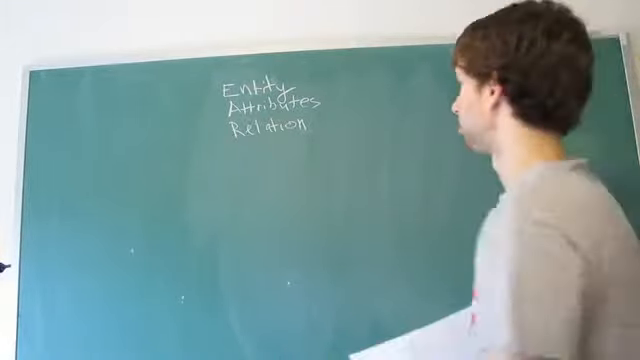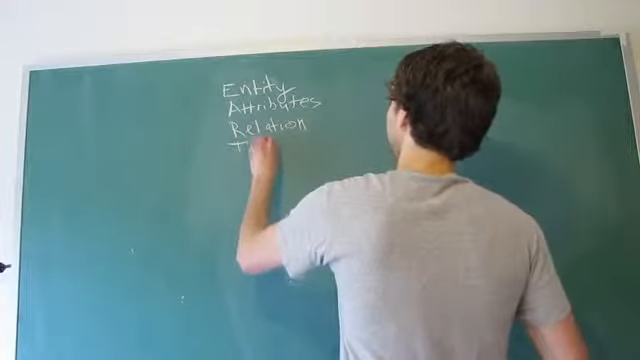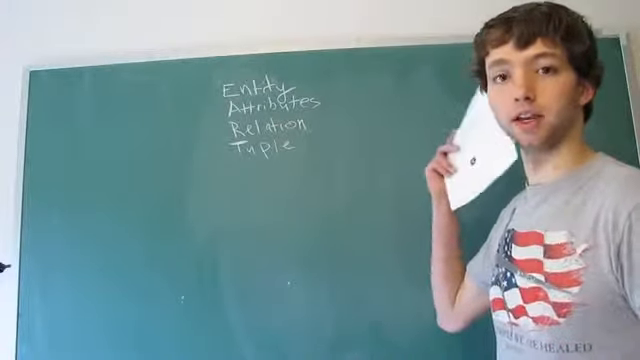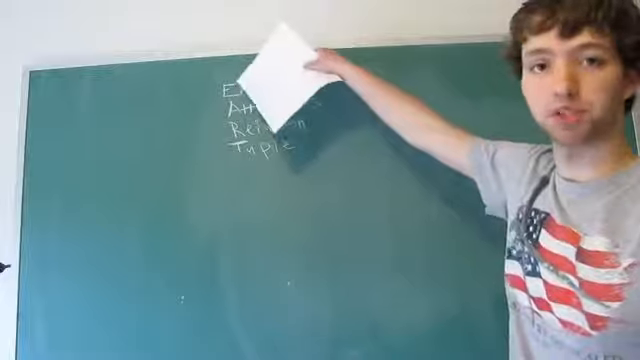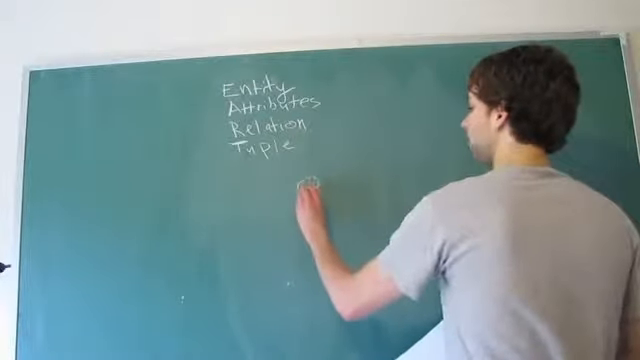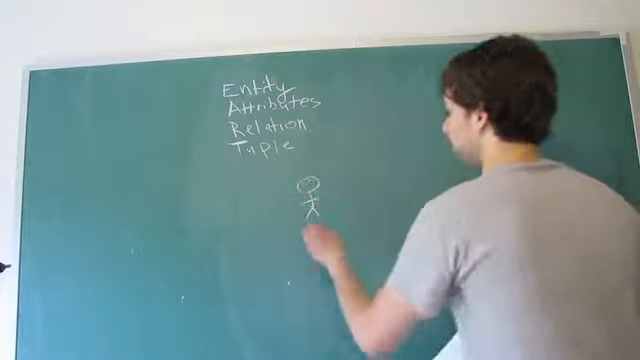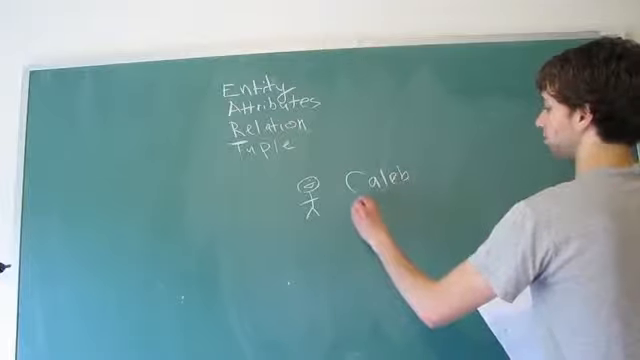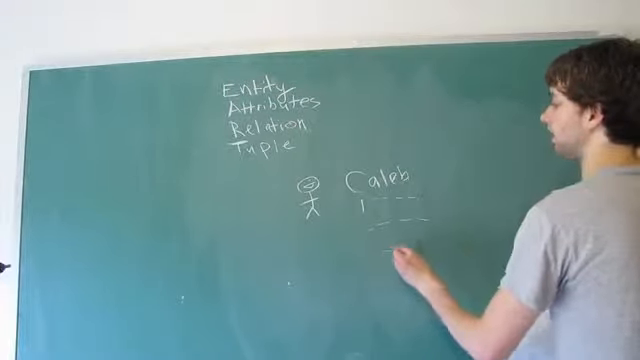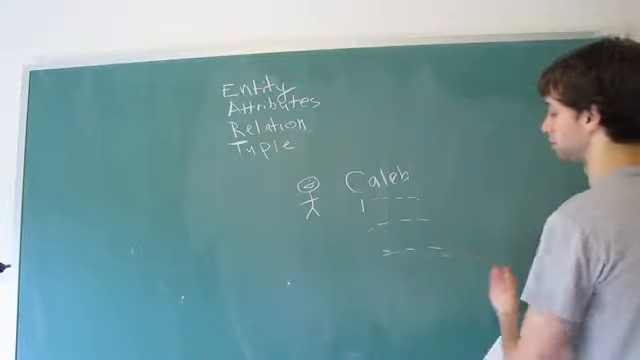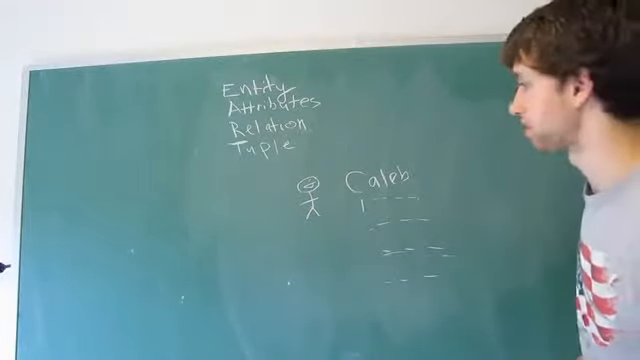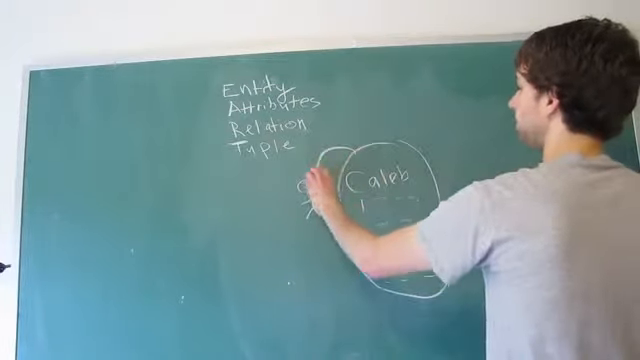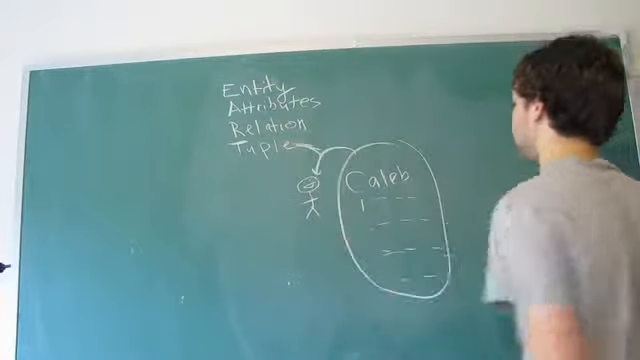Next term is a tuple, however you want to pronounce that too. Just winging it here. That's another word for a row. It's all of the attributes about a specific entity. So if we have this guy, we can say his name is Caleb. His phone number is blah blah blah. His address, his age, his birth date would probably be better, how long he's been a member of this website or whatever it is. All of these values about this entity, that's what a tuple is.